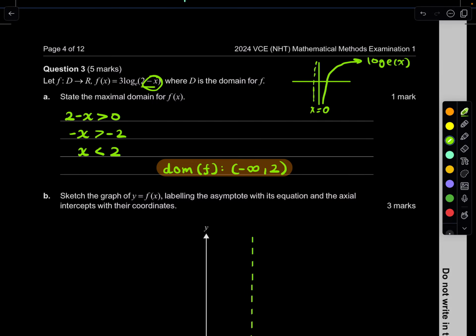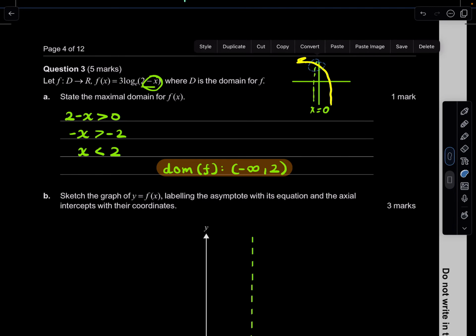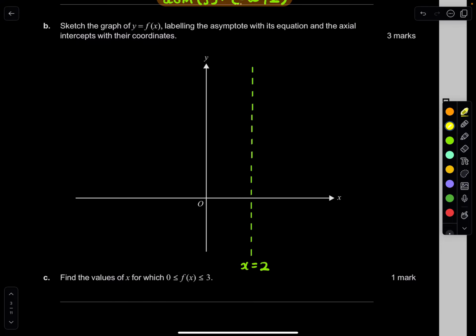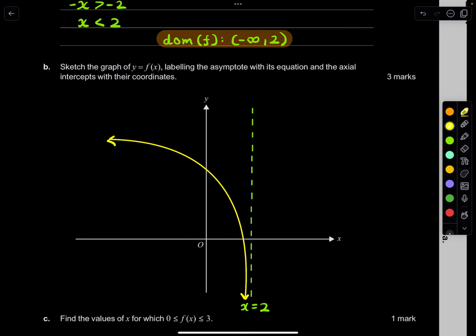So think of it like this. You first reflect it. It's going to look like this. And then you translate it 2 units to the right. It will look like that. So that's your function. Beautiful. It looks something like this, like a nice log. It looks like that kind of shape, and it goes towards 2. Now we've found the equation and we've labeled it. Now we need to find the axial intercepts.